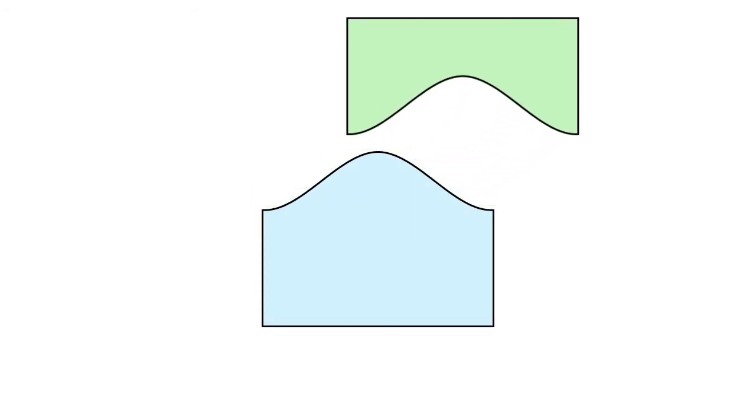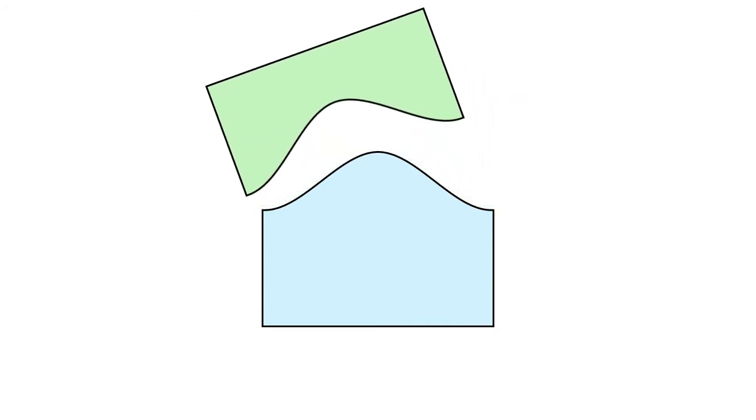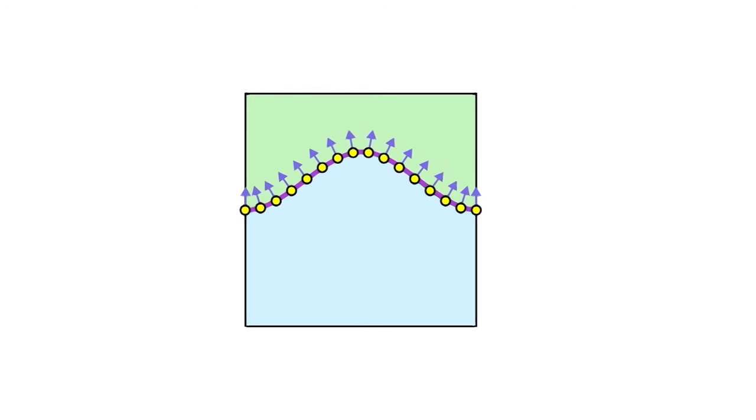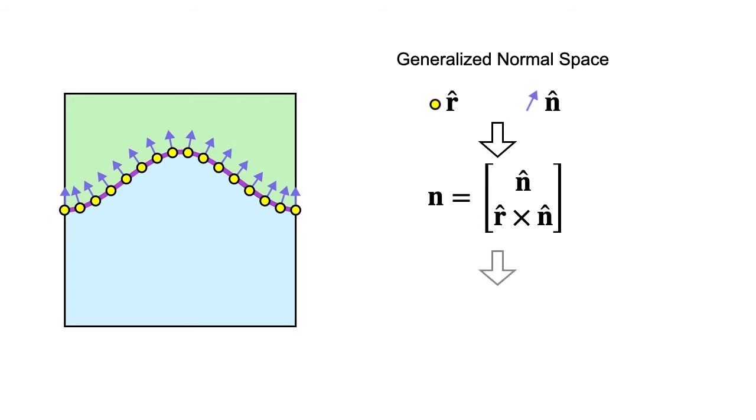Using the two-part assembly as an example, our method first analyzes the joint's motion space, which consists of all possible infinitesimal rigid motion to take the green part out from the blue part without collision. To compute the motion space, we sample the curved contact joint to obtain the contact points and contact normals. Using the contact point R and contact normal N, we can compute the generalized normal and the generalized normal space.